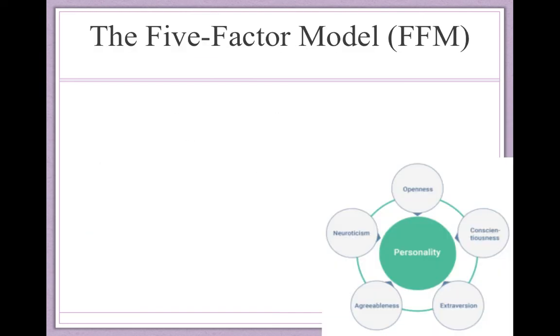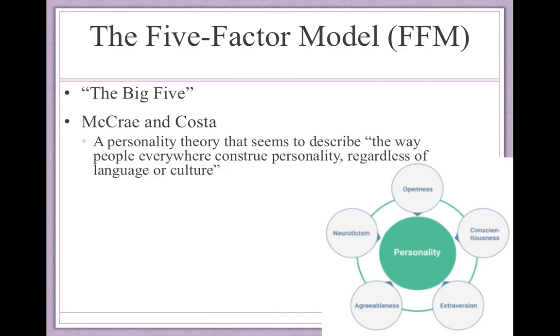The one that psychologists use the most is the 5-factor model. This is also called the Big Five personality. It was created by McCrae and Costa. They said it is a personality theory that seems to describe the way people everywhere construe personality regardless of language or culture. That was the whole point of making this 5-factor model: they wanted to construe personality in a way that is consistent throughout languages and cultures.